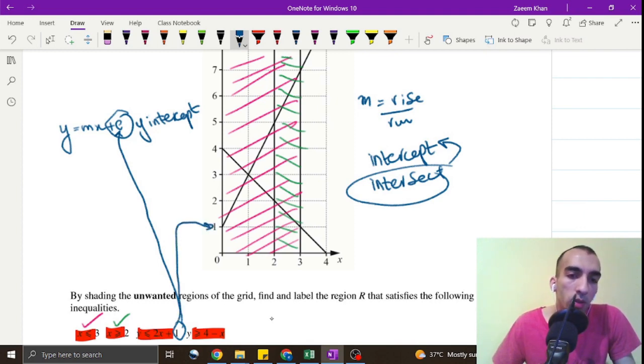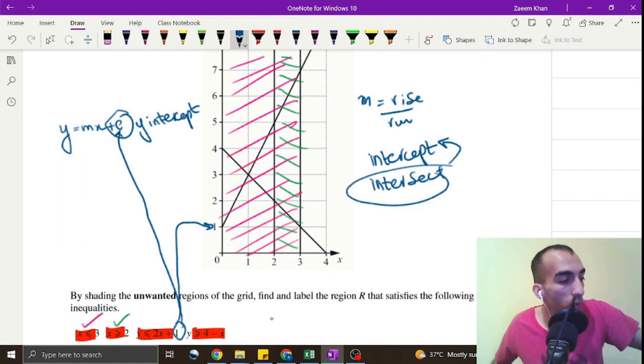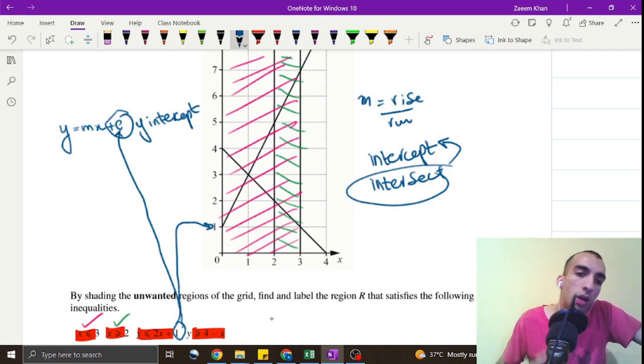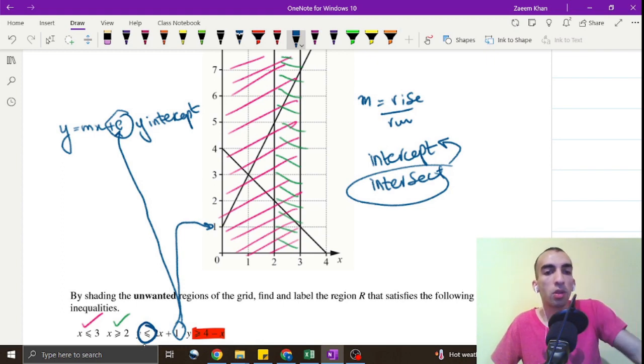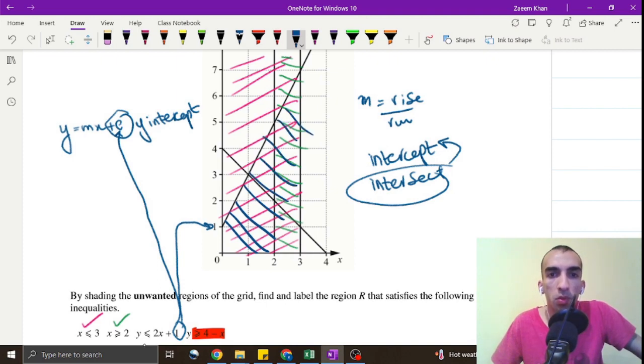If it is cutting at 1 on the y-axis, so this is the line, are we supposed to stay above this line or below? Below, because it says y is less than or equal to 2x plus 1. So I'm going to shade all the region that is below this line.